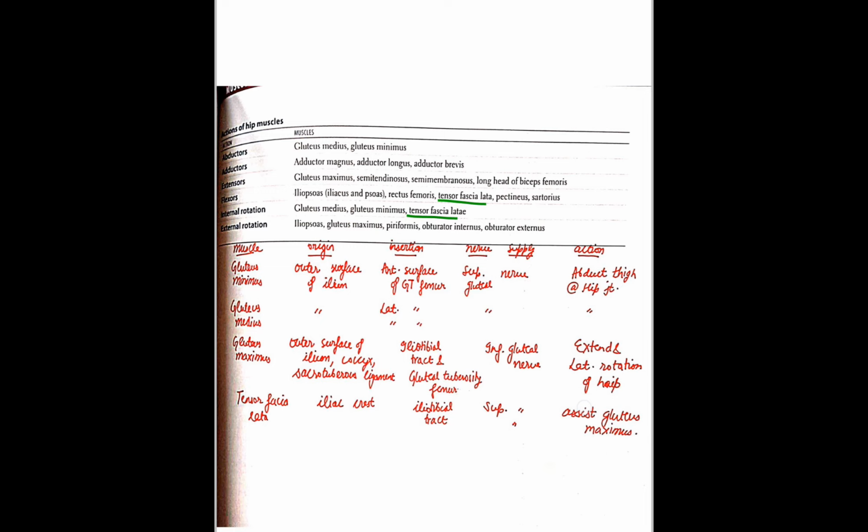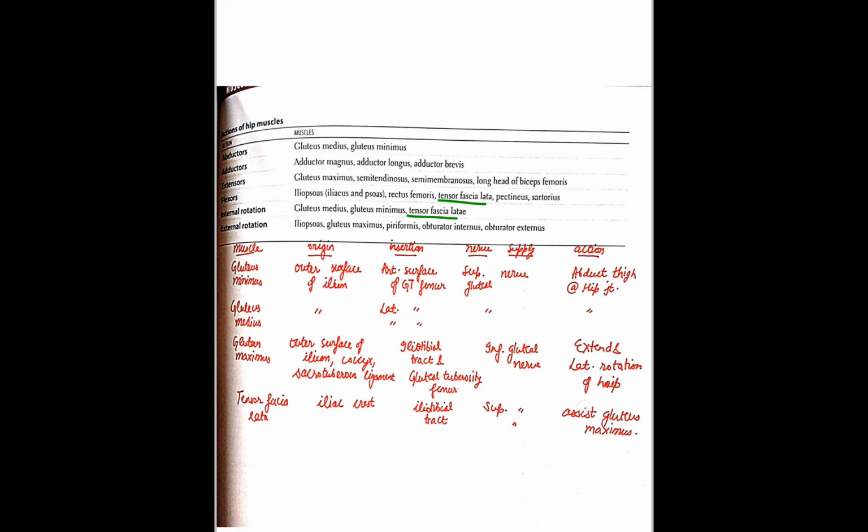Gluteus maximus is from the outer surface of the ilium and along with that the coccyx and sacrotuberous ligament, and gets inserted into the iliotibial tract and gluteal tuberosity. So minimus, medius and maximus. These are from anterior, lateral and posterior. So gluteus maximus will be inserted posteriorly only and it causes extension and the lateral rotation of the hip, and it is supplied by the inferior gluteal nerve.